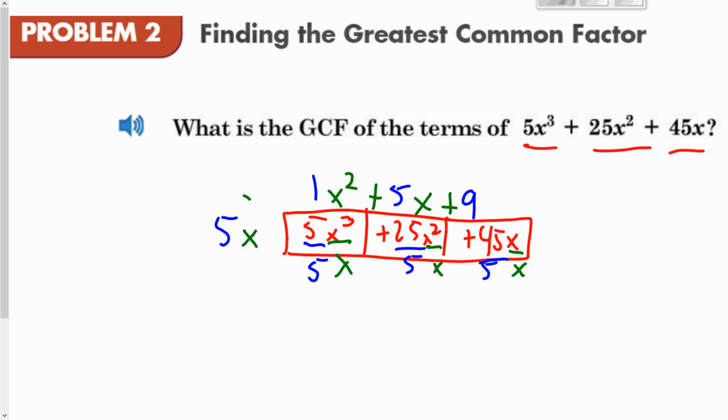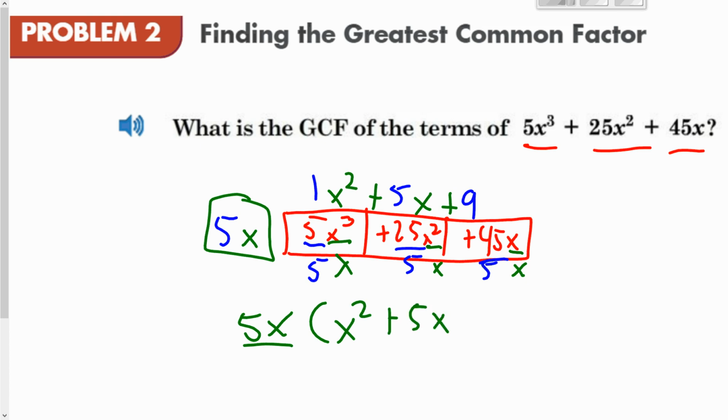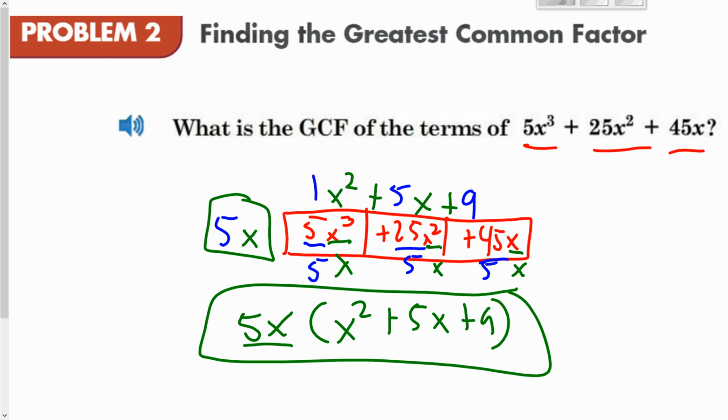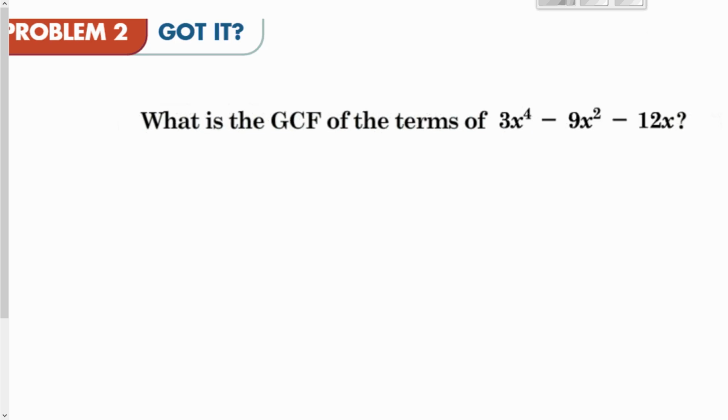So then my GCF is the 5x, but if I want to write it in factored form, which I do want you to do that later on, so might as well start now. So we have our length, our GCF, times by our width. So that is factored form, and that's what I want you to do. Go ahead and try this one.